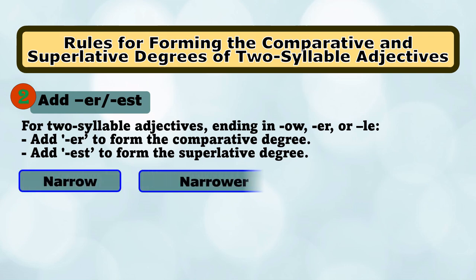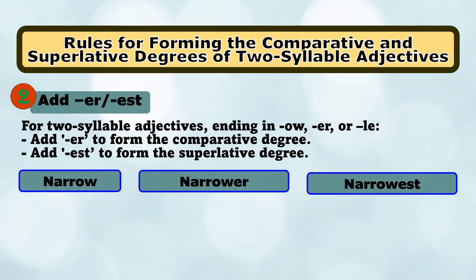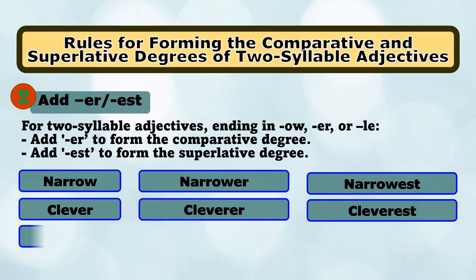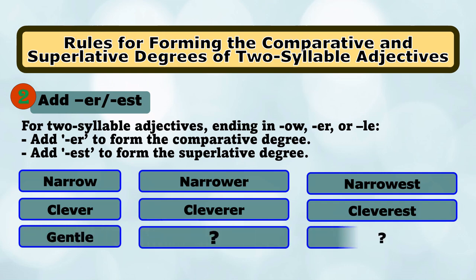Narrow, narrower, narrowest. Clever, cleverer, cleverest. Gentle. What would be the comparative and superlative degree of gentle? Write it in the comments.